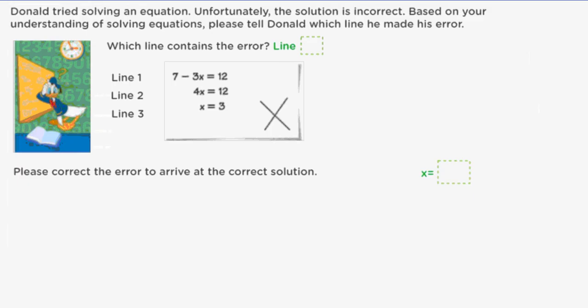So here's our first example. It says, Donald tried solving an equation. Unfortunately, the solution is incorrect. Based on your understanding of solving equations, please tell Donald which line he made his error. So you have your 3 lines to the problem. Figure out which one has the error, and can you show the correct way to arrive at the solution.